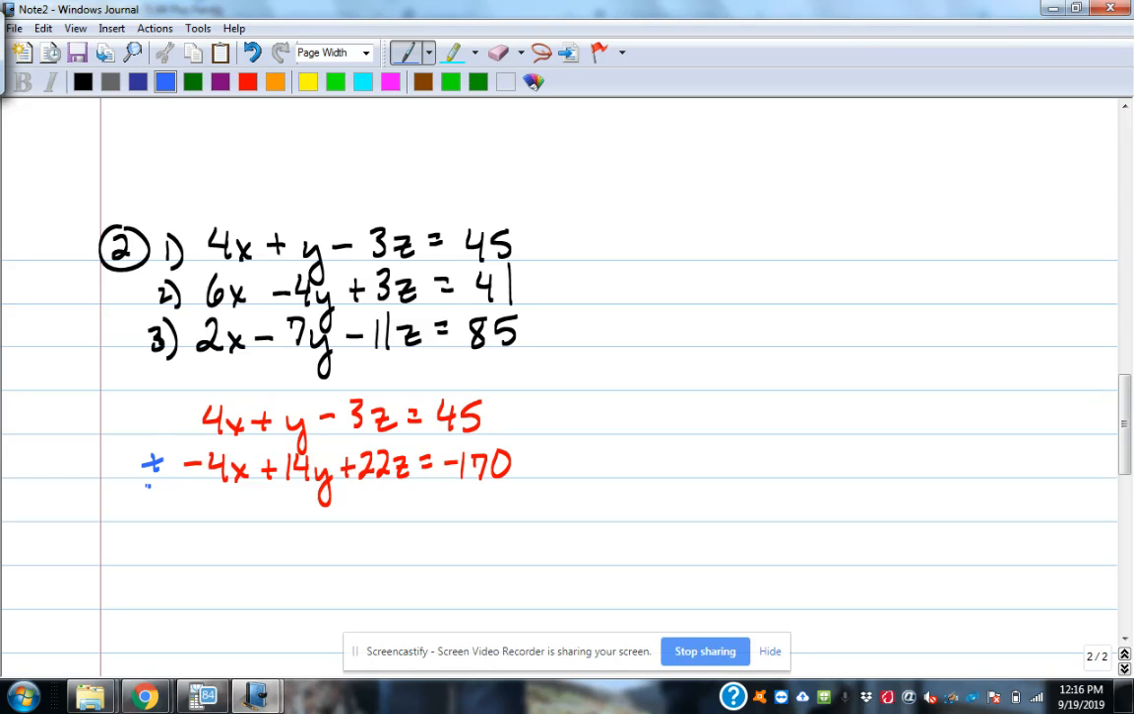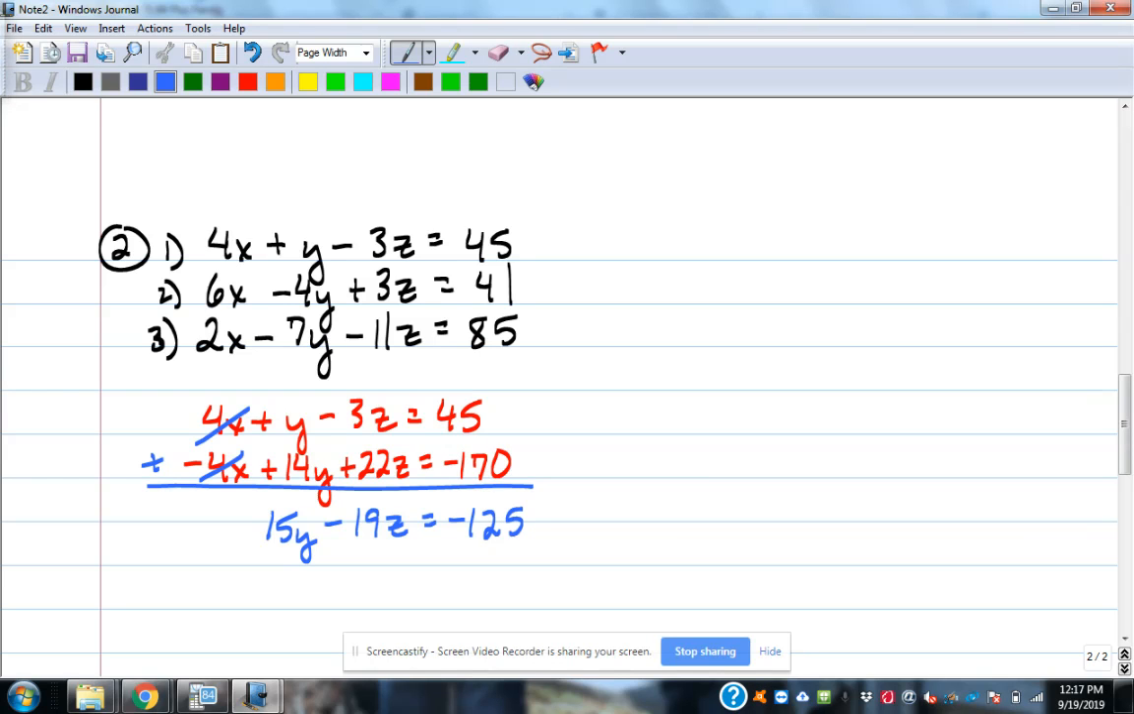And then I put those two together. The x's go away. And then 45 from 170 would be 120, -125. Is that right?